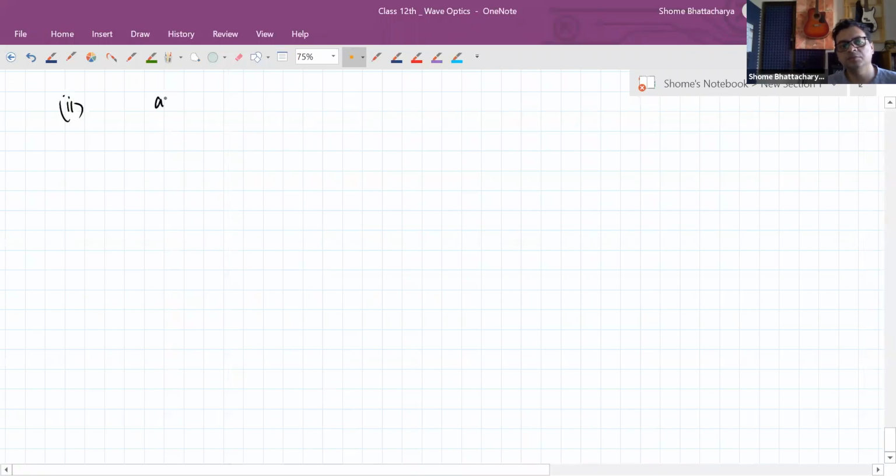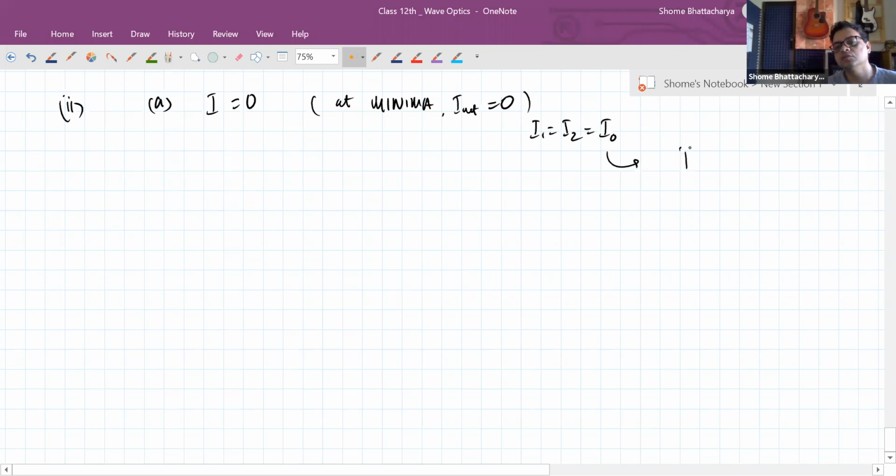So second, A part, obviously intensity is going to be 0, because at the minima I net is 0. Why? Because I1 was equal to I2 equal to I naught. So maxima had the intensity of 4 I naught and minima had the intensity of 0. But a general point, we will use this formula: I net will be 4 I naught cos square delta phi by 2. Yeah, I'll check your third answer also. Just give me a second.